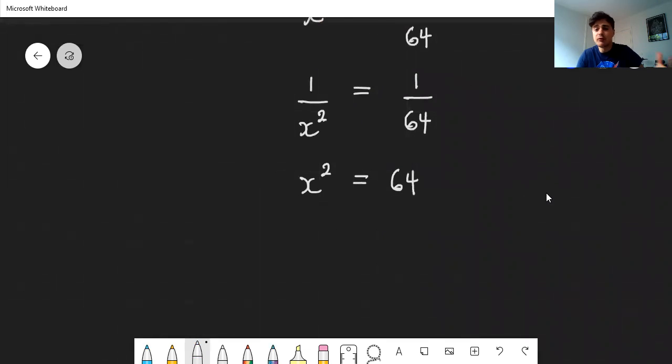And then can we figure this out in our head? Ask yourself that as well. What number do I need to square to get a solution of 64? Okay, what number is that? 8 times 8 is 64. So x will be equal to 8.